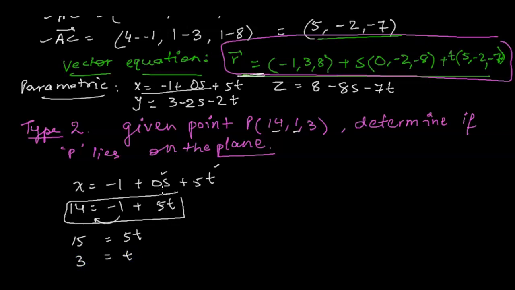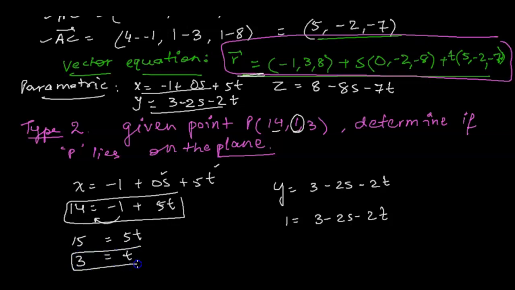If there would have been no 0 here, then we would have got an equation with two variables, s and t. In that case, we would need the second equation. For that, we can use the second parametric equation, that is y is equal to 3 minus 2s minus 2t. We use y equal to 1 in here, 3 minus 2s minus 2t. Here we notice we don't have any 0 with anything, so we can't make anything 0. But we just got a 3 from the first equation that we can substitute in here. And when we simplify, we can get the value of s.